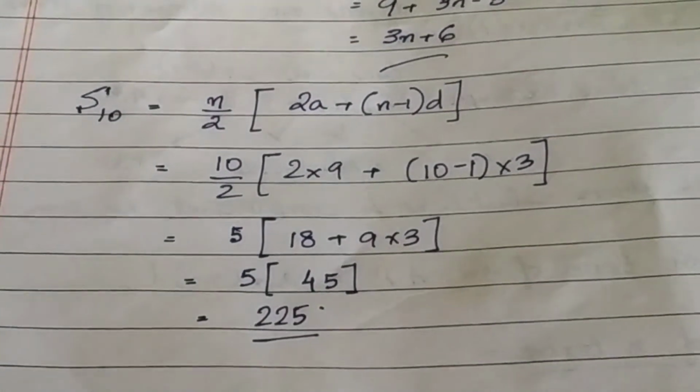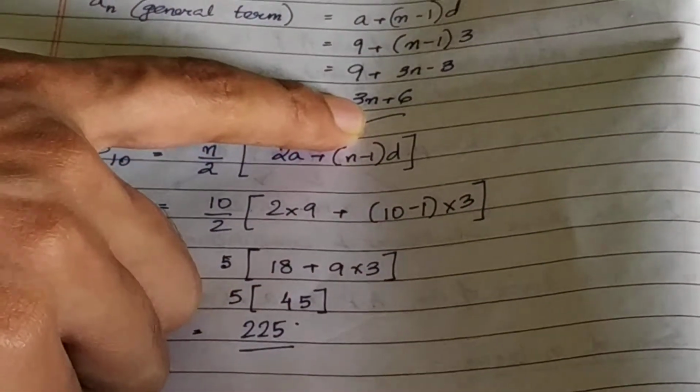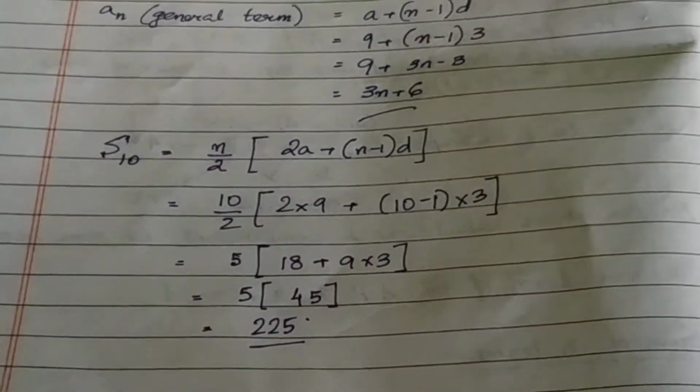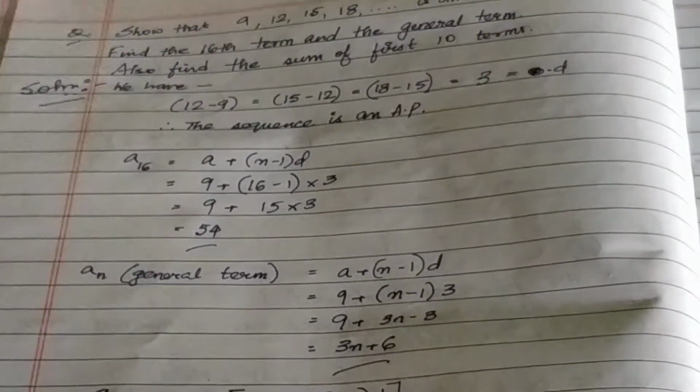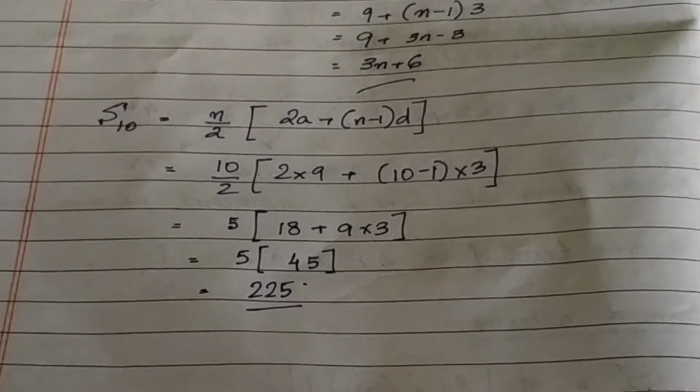So just in case you want to verify, suppose you want to find the first term, so if you put n as 1 here, then it will be 3 plus 6, that will be 9. You will get the first term. Again, you can verify for all the terms. You will obviously get every term of the AP.